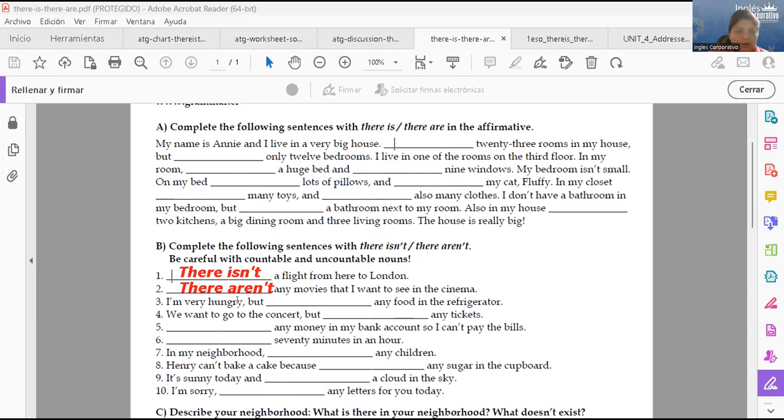I am very hungry, but there aren't any food in the refrigerator. Refrigerator. Ajá, refrigerator. That's fridge. Podemos usar también la palabra fridge. Okay. I'm very hungry, but there aren't any food in the refrigerator. Food is countable or uncountable? Do you remember that? Food is uncountable. Okay. There are or there aren't or there isn't?